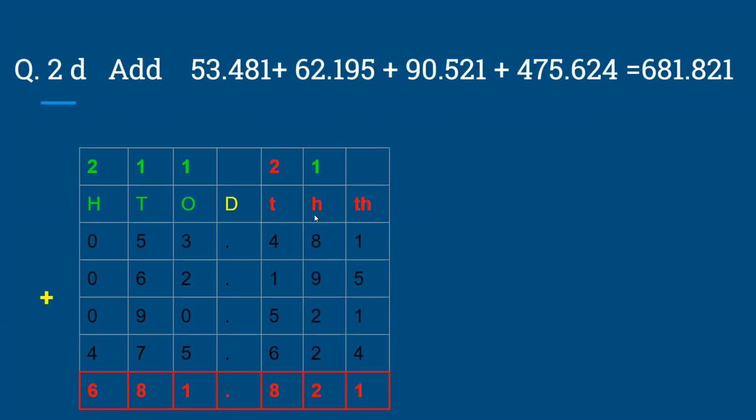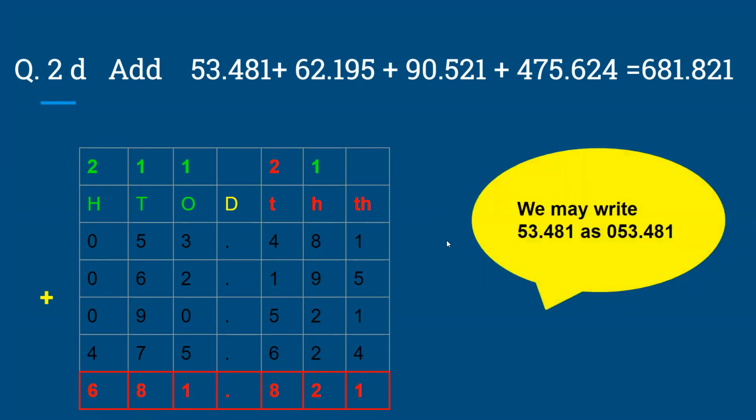First of all, write the place value chart on the top, then write all the numbers. Here, students, look, there is 53 but one number has 475 also. So at the hundreds place, if no digit is there, we have written 0.